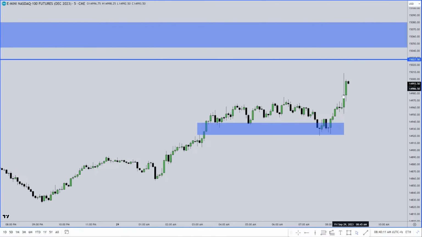See that wick right here? We're hovering right around the halfway point, or consequent encroachment. The fact that this candle closed above it, I would like to see it not trade back down to the lower end, or lower half, of that wick. I'd like to see it expand up and drive into that level right there.